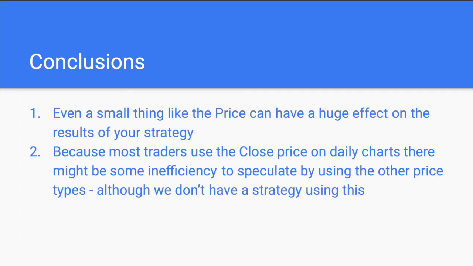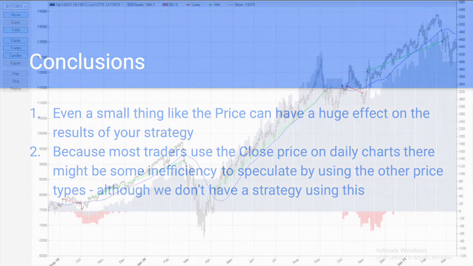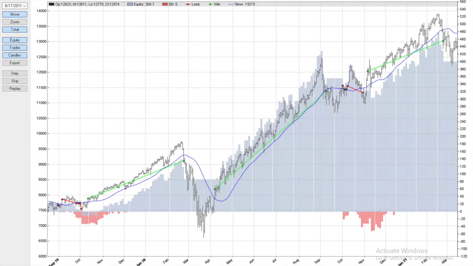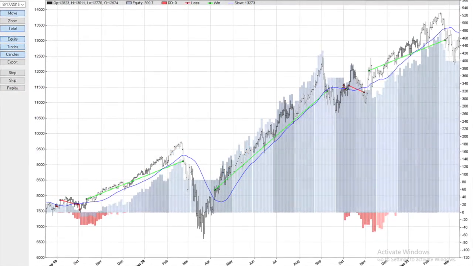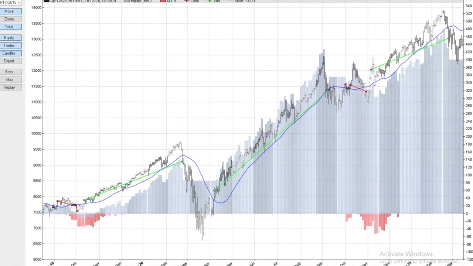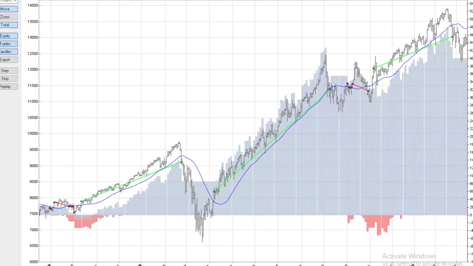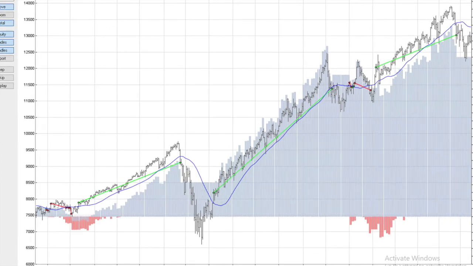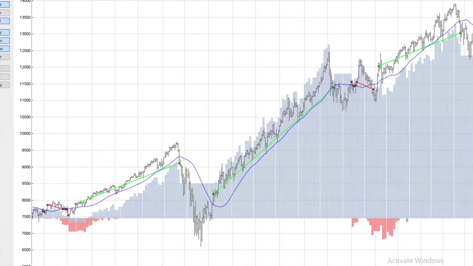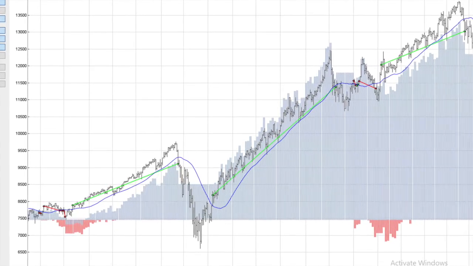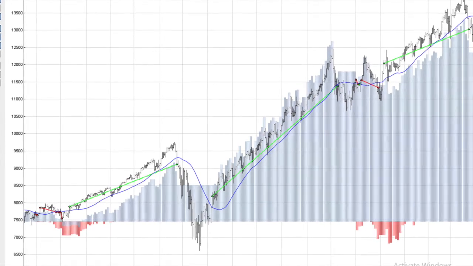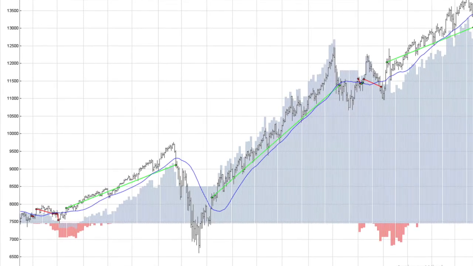Although, to be honest, we don't have a strategy using this one. As you can see, the annual returns varied between 16 to 30%, the win rate from 26 to 45%, and the standard deviation from 50 to 65%. And this is just one small thing we can look at, which most traders ignore or don't even take into consideration.